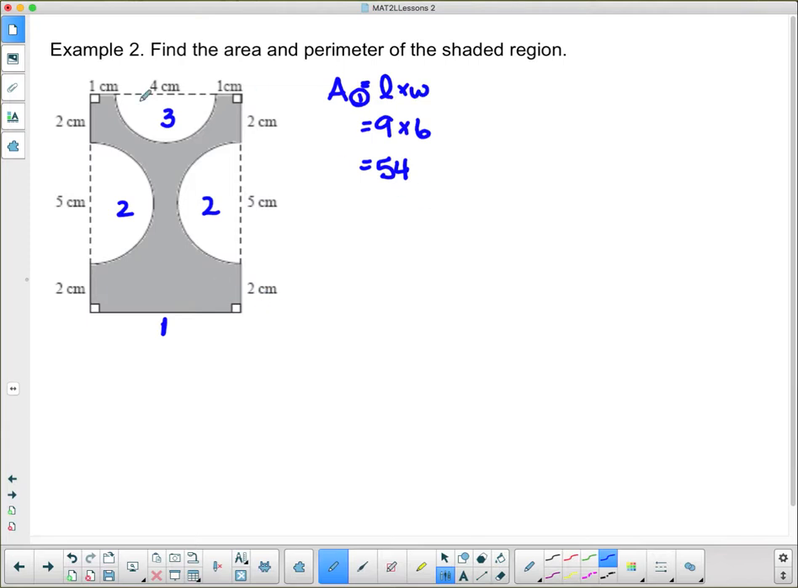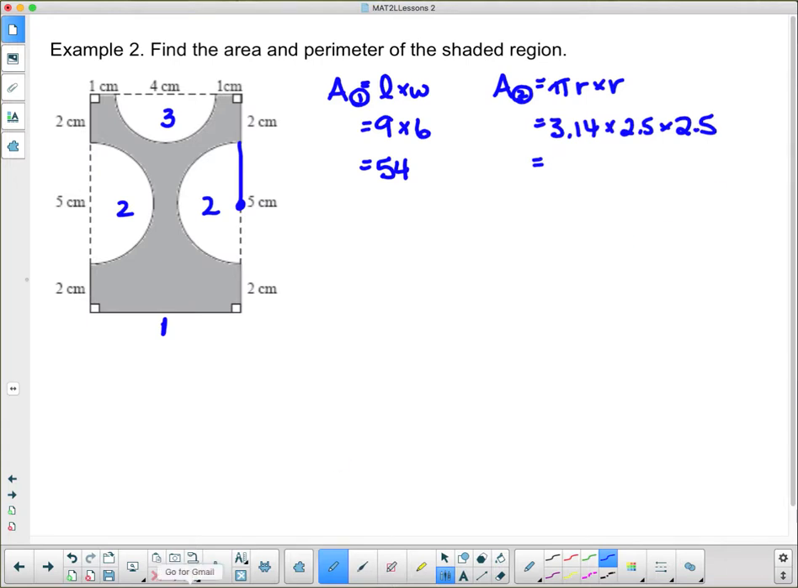Now 54 is the whole thing. We've got to take the bites out of it. So we need the area of 2, which is an entire circle just cut into 2 halves. So the area of 2 is pi r times r, which in this case is 3.14 times the radius, remember, is halfway. So all the way is 5, so half the way is going to be 2.5. 2.5 times 2.5.